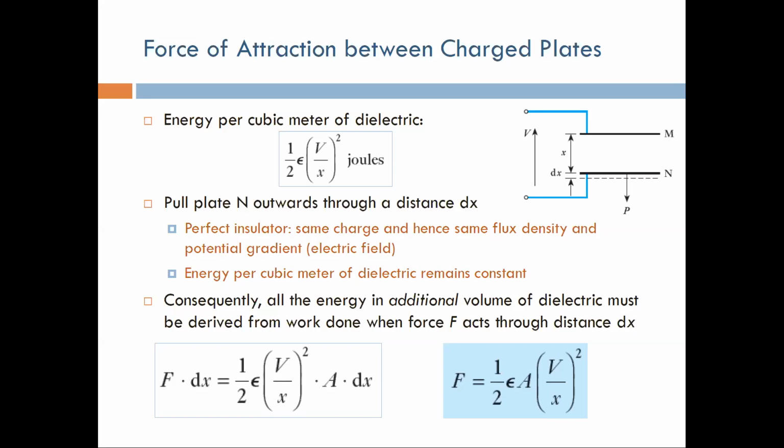There is a derivation, but it is kind of involved. It's not as easy as you might think. So let's just get the result out of it. There is indeed a force between the two plates of the capacitor, and this force is equal to 1/2 epsilon, where epsilon is epsilon naught epsilon r, as we saw before, times the area of the plates, times V over X, squared. V is the voltage across the capacitor, and X is the separation distance between the plates.